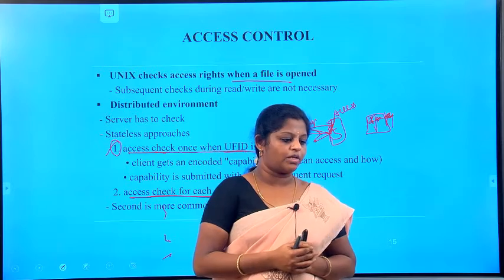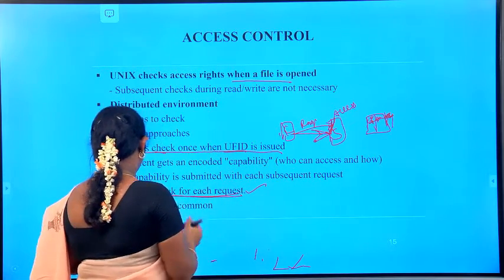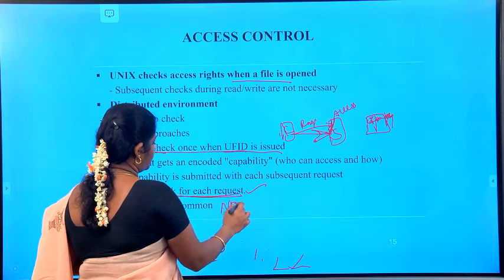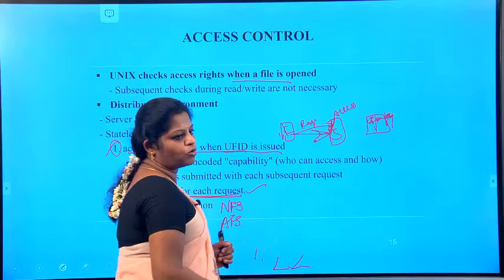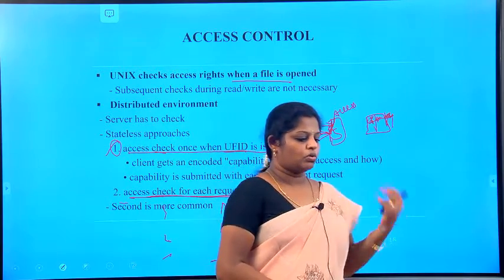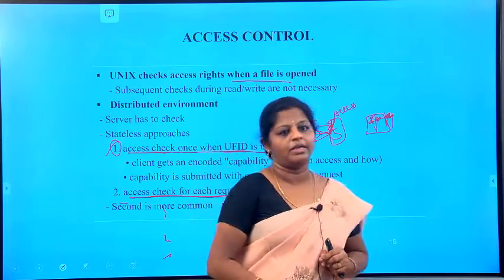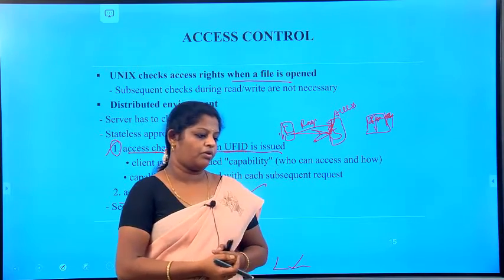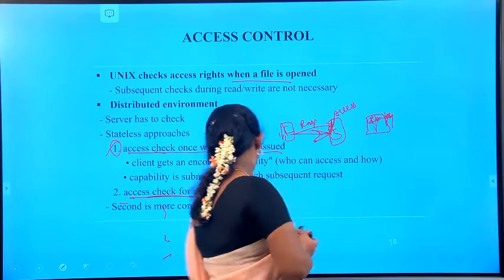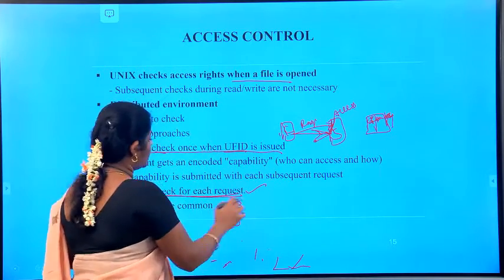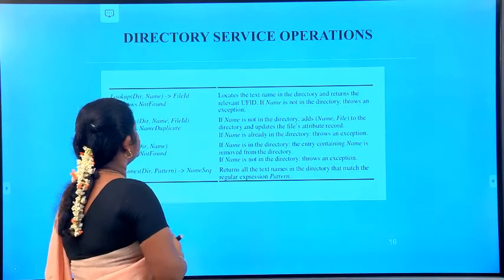And the second one is much more common, used in both NFS and AFS. NFS means network file system. AFS means Andrew file system. So there may be so many file systems we are having. The second one is common for all, but the first one will be used only for a few applications. But the second one is common for most applications, because on each and every request the identity needs to be checked.